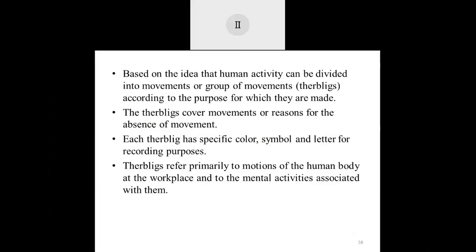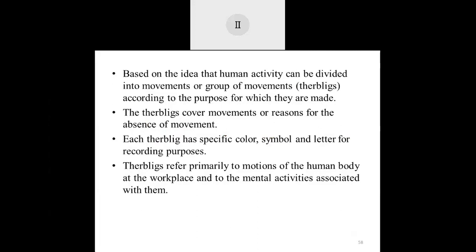So in micro motion study, the human activity can be divided into movements or groups of movements, therbligs, according to the purpose for which they are made. For every activity there is some purpose, so according to the purpose, if we group the movements, then that is, you can say, the first part of this study.